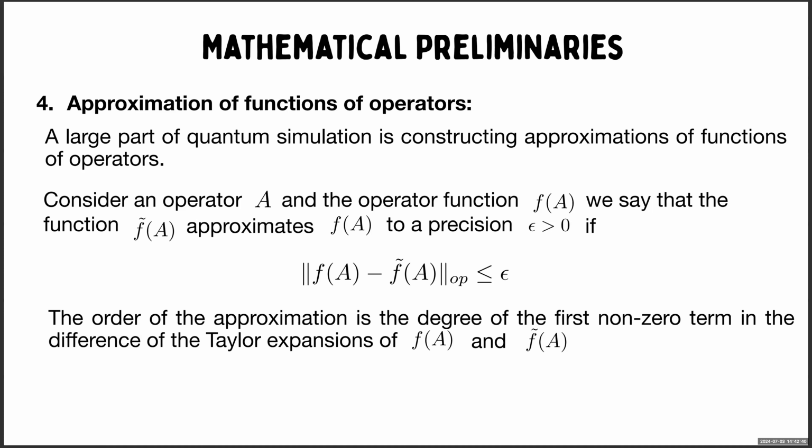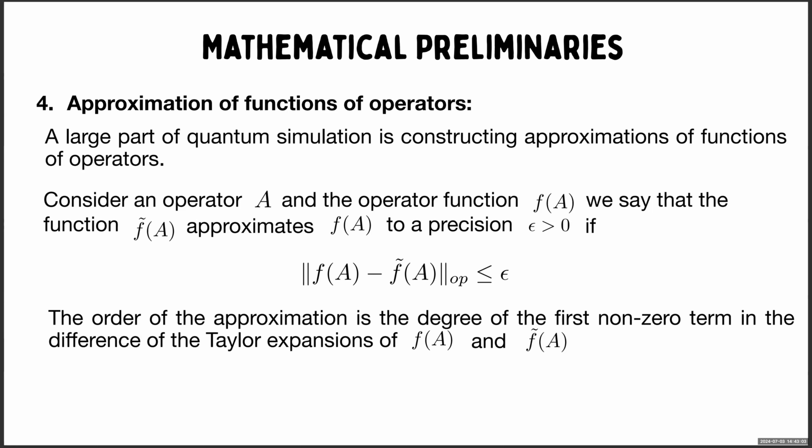So that's how you always define these. If we construct some sort of approximation to our operator function or the unitary evolution operator, we'll always check the difference between them and then take the operator norm. Then we see if it's below our given precision, and if so, we know we have an approximation of our unitary evolution operator.